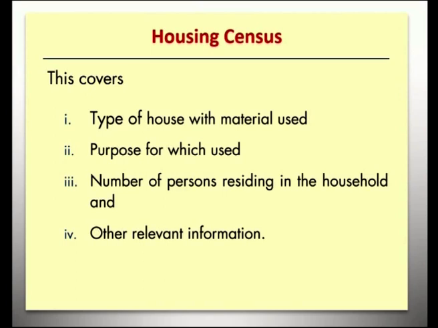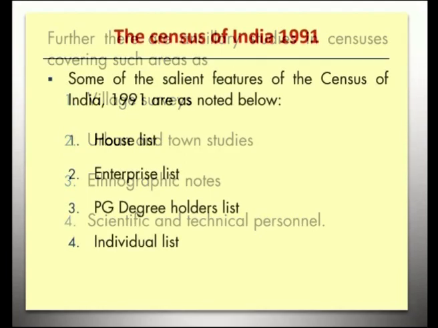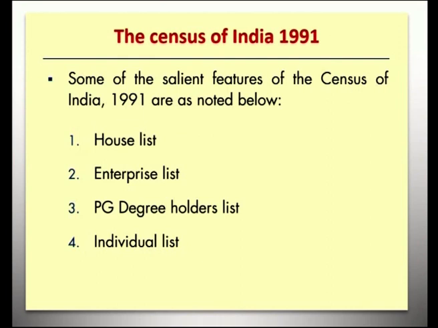Then housing census. Housing census means the type of house with material used, purpose for which it is used, number of persons residing in the household and other relevant information. Further, there are ancillary studies in censuses covering such areas as village surveys, urban and town studies, ethnographic notes, scientific and technical personnel. We will compare the past 3 decades of census reports, that is the census of India 1991, then census of India 2001 and census of India 2011, with the tabular column here afterwards.